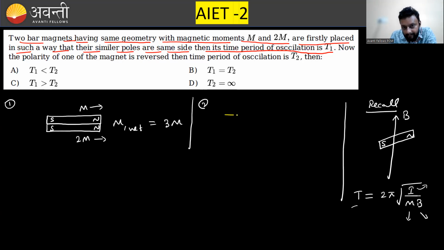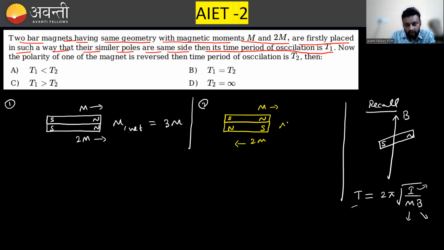Now this time, one of the magnets is reversed. Now the polarity of one of the magnets is reversed. Don't worry, we will reverse the polarity. Let's suppose this is again south, north, south, north. Now polarity is reversed. This is M in the right direction. This is 2M in the left direction. South to north, now everybody knows.